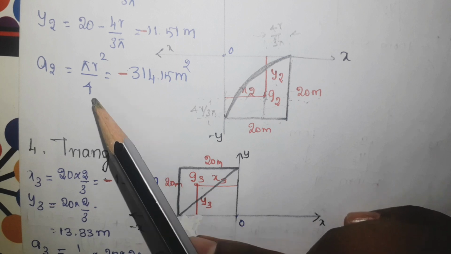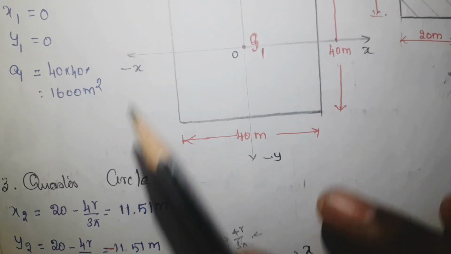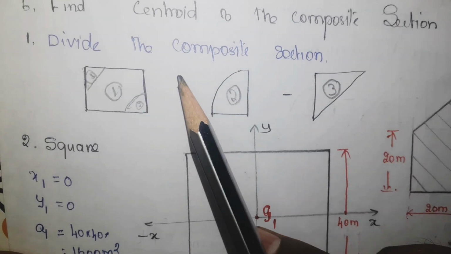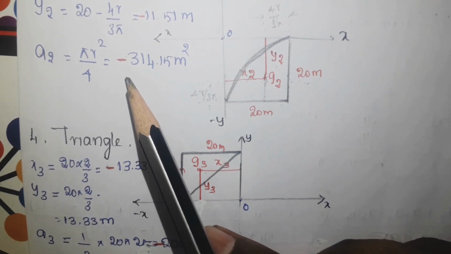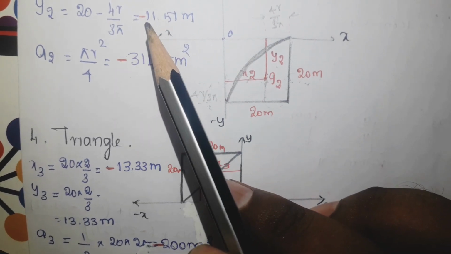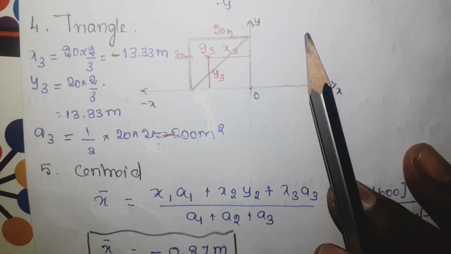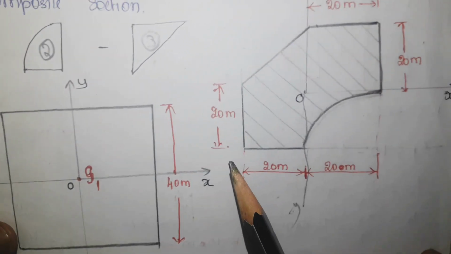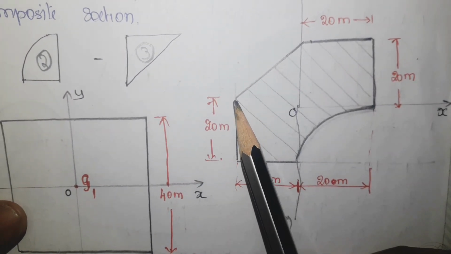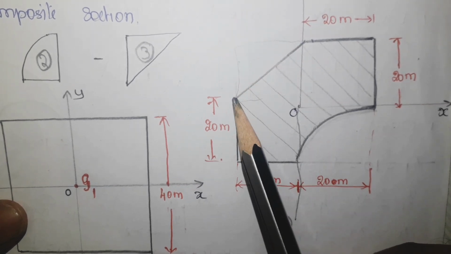Then area. Area is πr² by 4. Here I have put minus because I am going to subtract the area. You have to put minus. Very important information. Here also I have put minus. Then the third one is a triangle. Again refer to the same composite section. This is the triangle I have to remove.